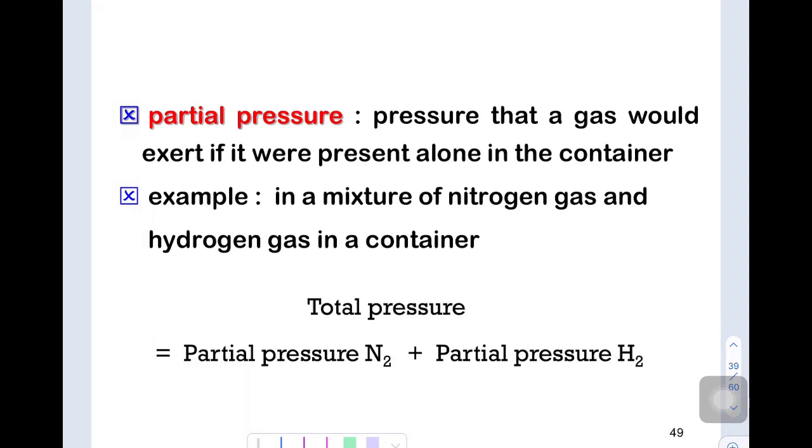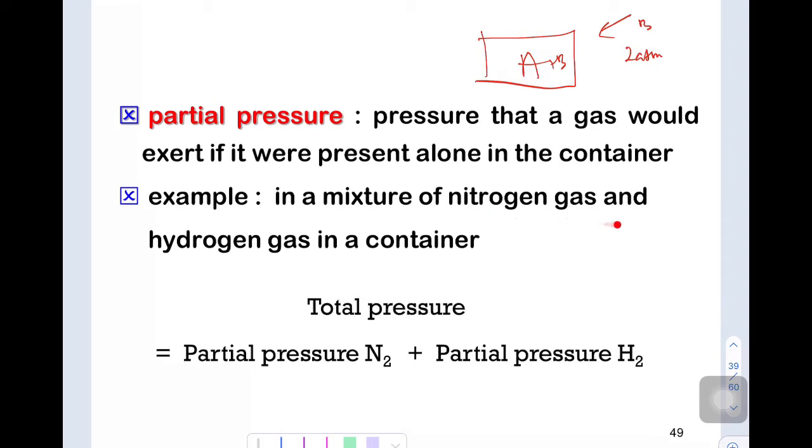It is the pressure that the gas would exert if it were present alone in the container. It means that if let's say in this container we have only gas A, and A exerts 2 atm, then when A is mixed with B, the partial pressure of A is still 2 atm. That is the partial pressure. It is the pressure exerted by that specific gas, either it is present alone, the only gas in the container, or it is in a mixture. So an example is given here.